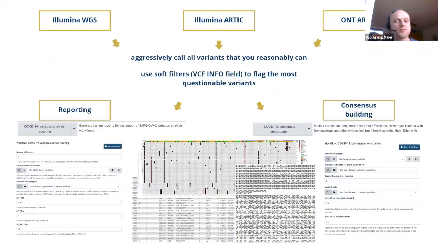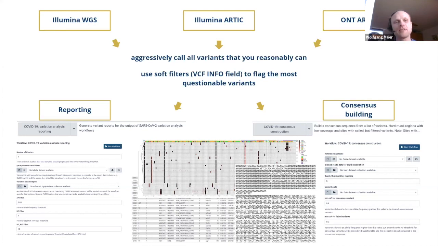Okay, so the strategy is this one. So the 3 or 4, if you count Illumina whole genome sequencing from paired end and single end data as 2 workflows, then it's 4. I'm only showing 3 here. So these 3 analysis workflows are really trying to aggressively call all variants that you reasonably can. So they're using very relaxed low frequency variant calling settings. So they're really trying to go down to very rare variants with very little evidence.